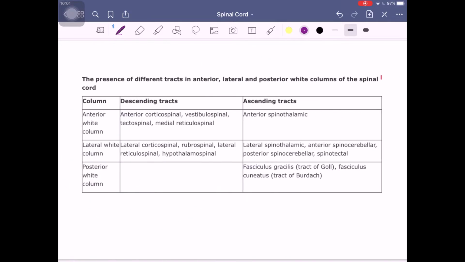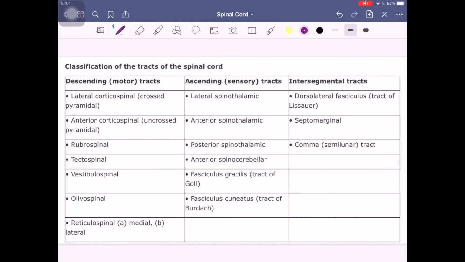So now let us classify. Now we know there are tracts which are going from the spinal cord to the brain, and there are tracts which are coming from the brain to the spinal cord. The ones going from the spinal cord to the brain, you call them ascending tracts, and the ones coming back from the brain to the spinal cord, you call them descending tracts.